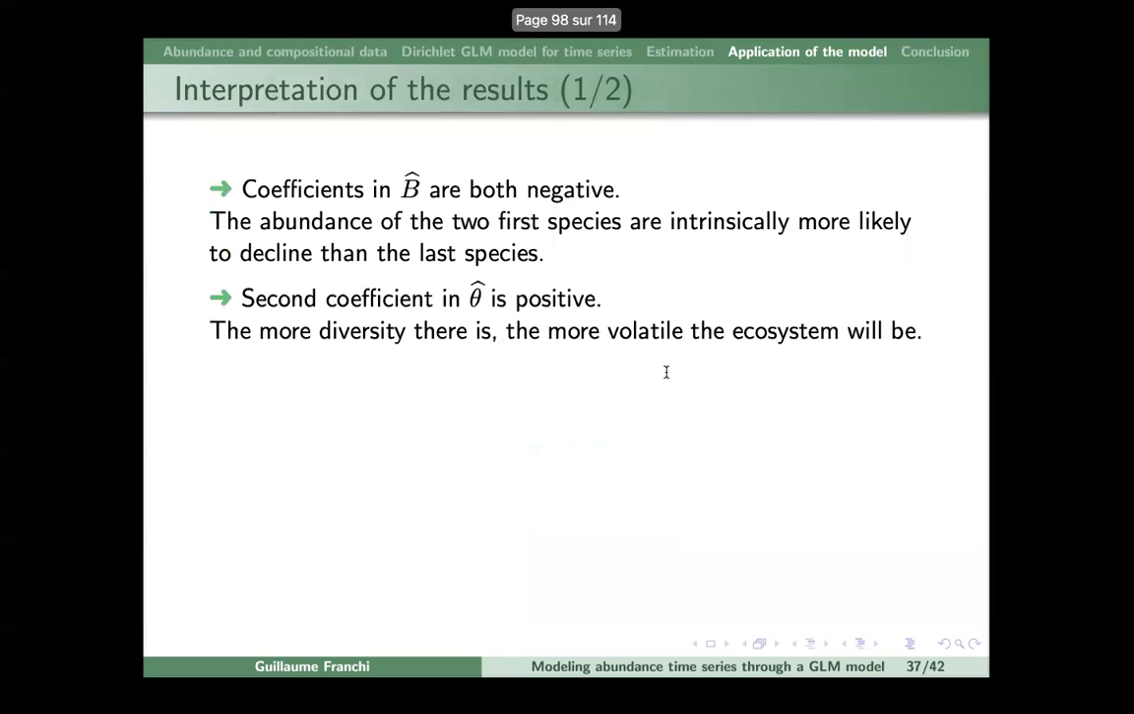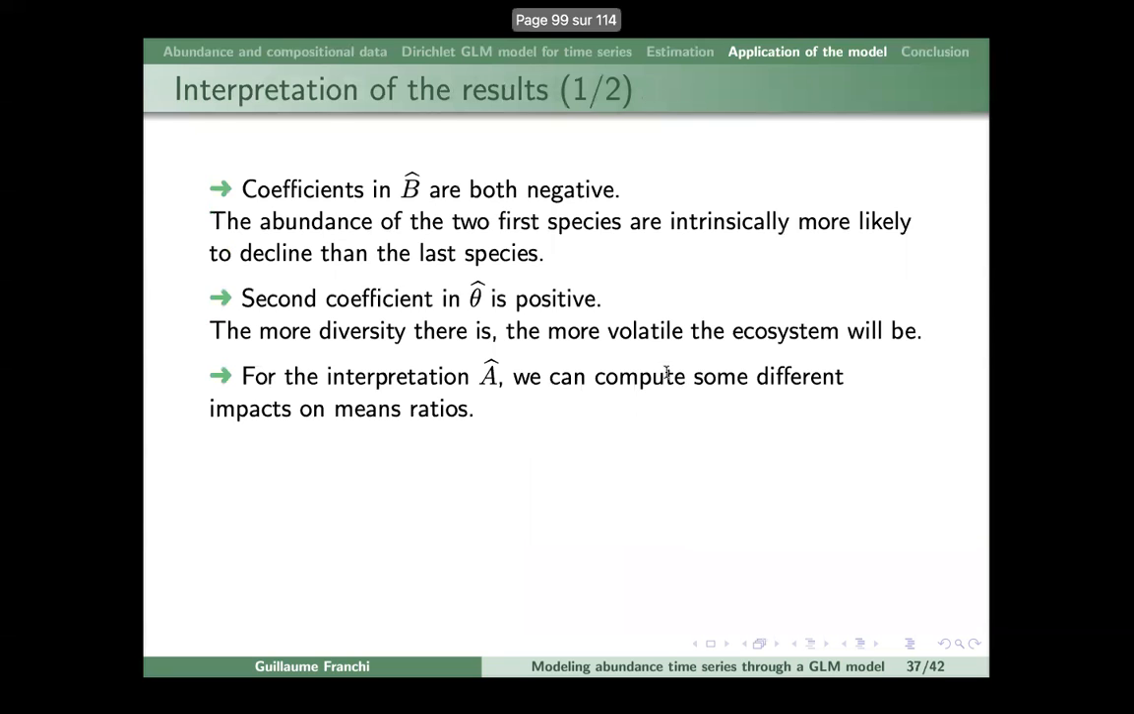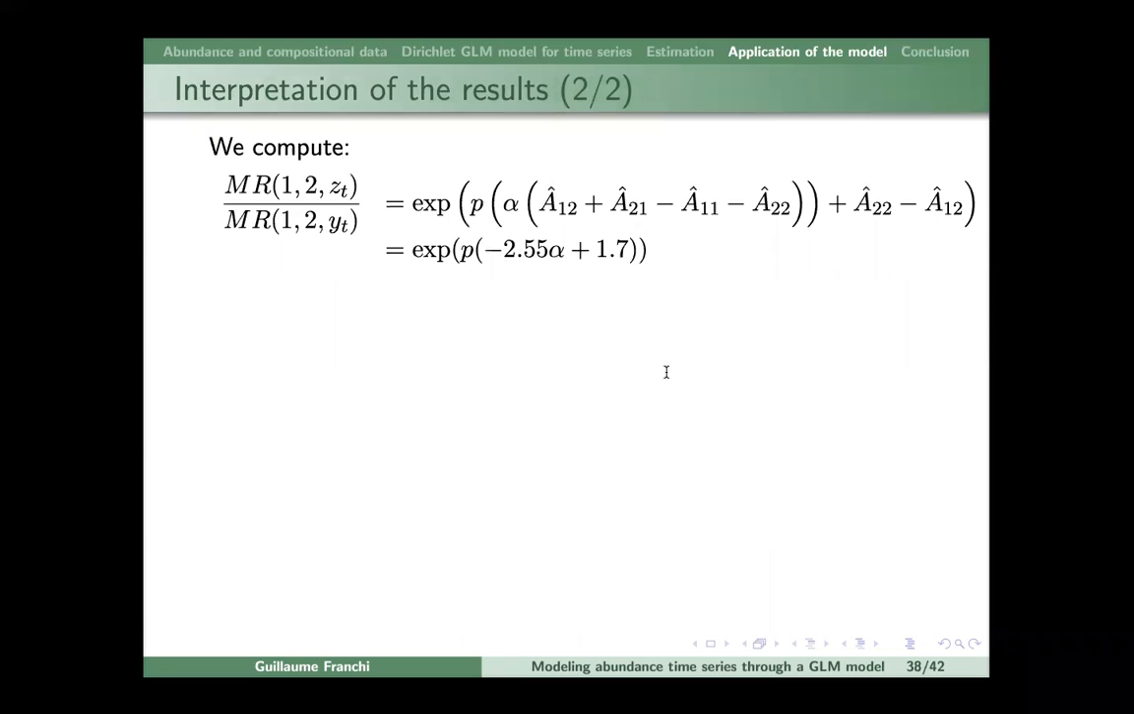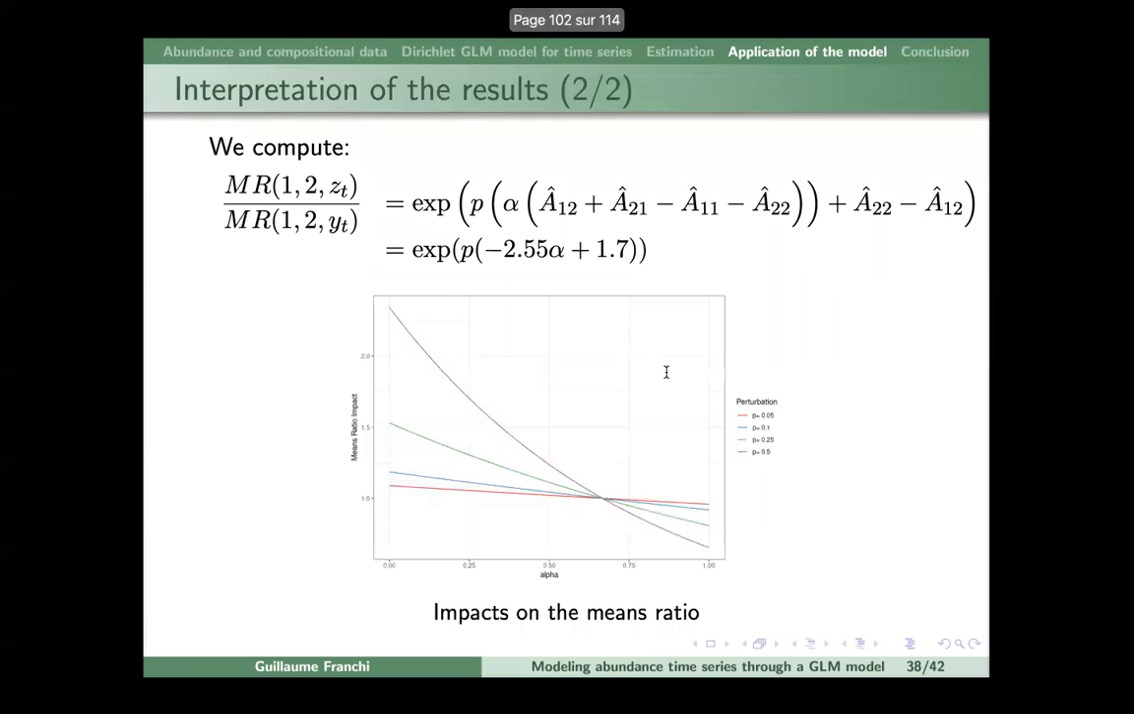We'll skip the interpretation of parameters B and theta. I will just focus on interpretation of matrix A. And I make the same thing as before. I increase the species, the third species, which is the species of reference here, at the expense of species 1 and 2. And I compute the impact on the expected mean ratio between species 1 and 2. It is given by this exponential here, depending on alpha and p. And I just plotted, for different values of p, these functions depending on alpha.